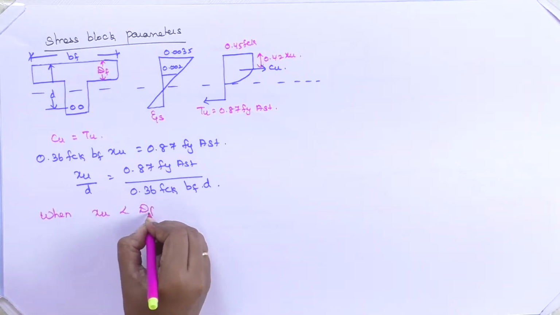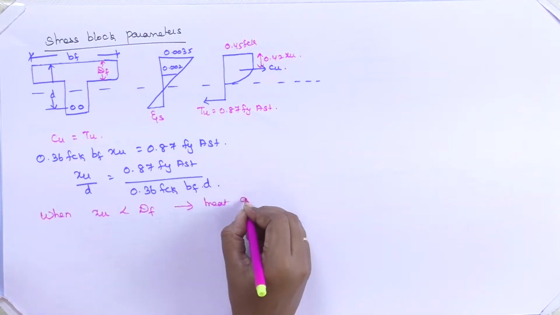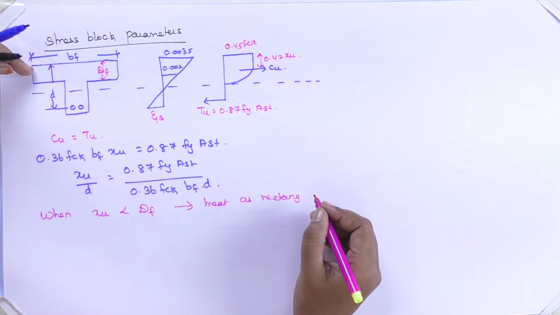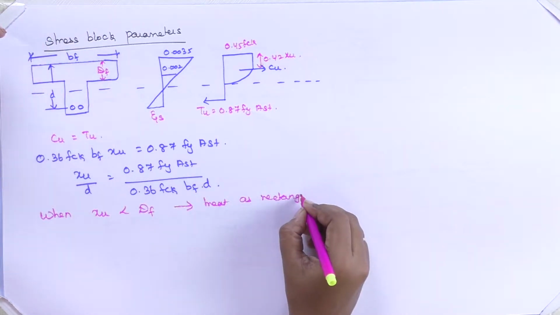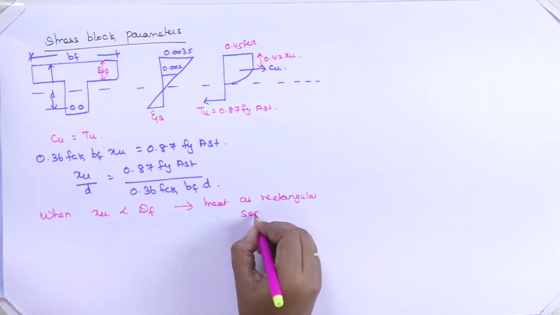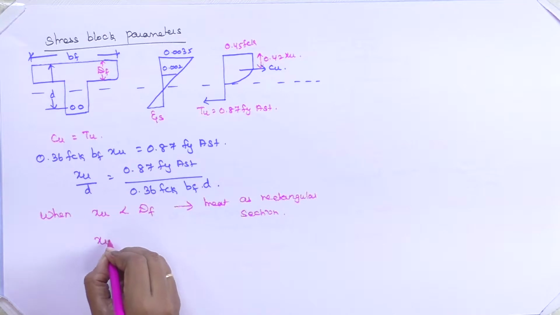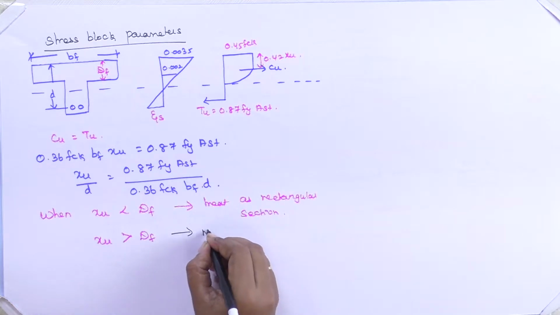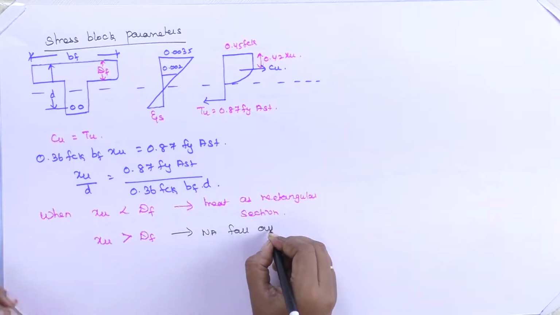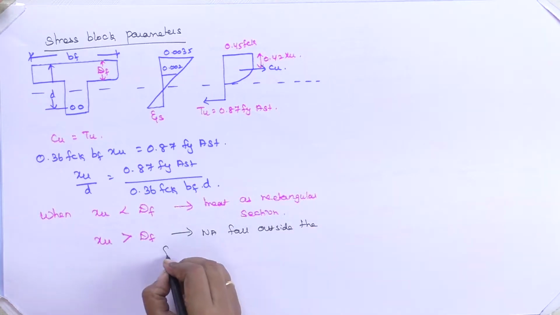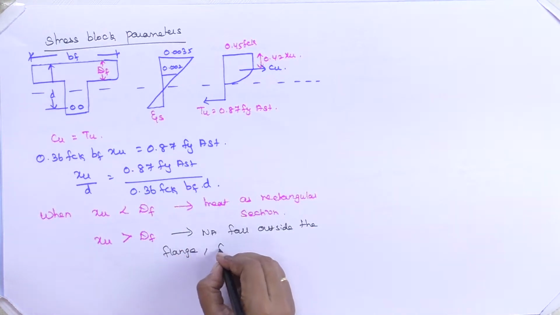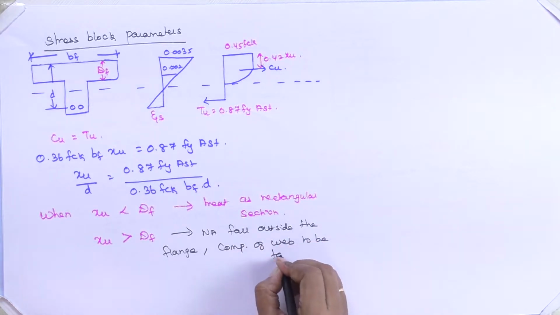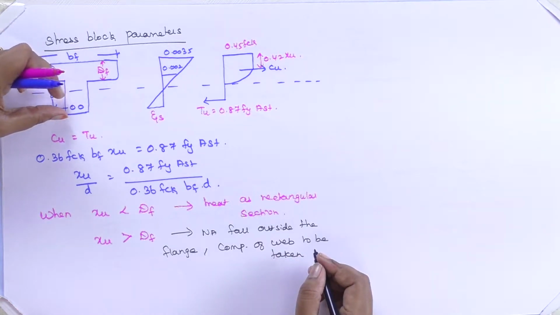When XU is less than DF, we can treat it as a rectangular section. When your XU is less than DF, that is, the neutral axis lies inside the flange, it is a rectangular section. When XU is greater than DF, you can treat the neutral axis as falling outside the flange, and the compression of the web is to be taken into account.